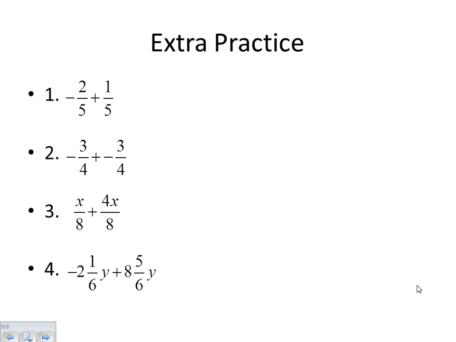Okay, now I would like you to do this extra practice and go ahead and try these and see if you can get them, and we will go over them and I will check them tomorrow. Good luck.